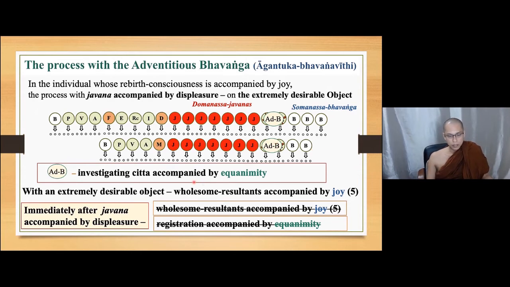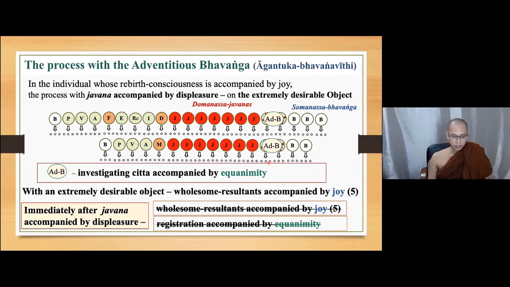So the adventitious bhavanga is a type of consciousness, the investigating chitta accompanied by equanimity, but it does not perform the dhararamana. It does not perform the investigating function because it is not the place to perform that function. That is why it is called the adventitious bhavanga.